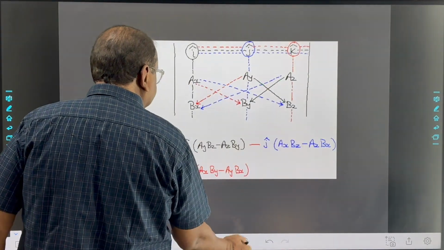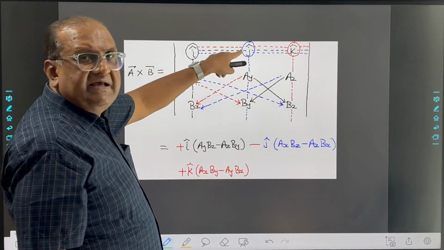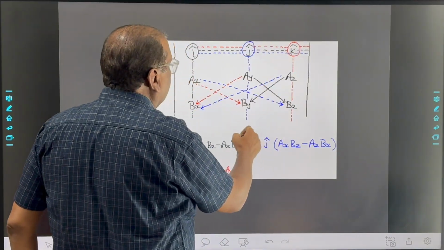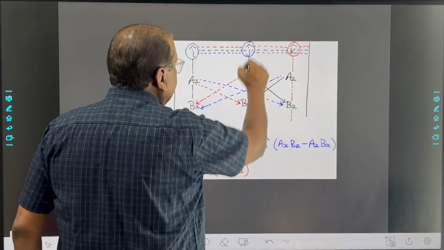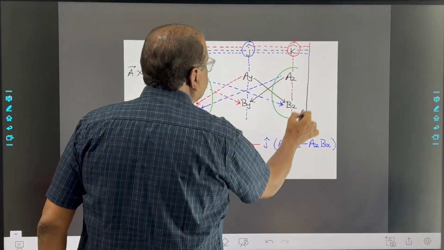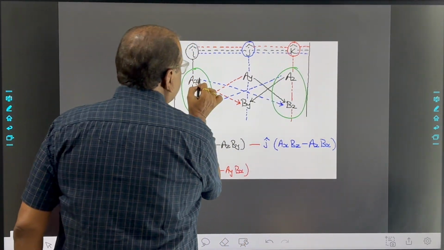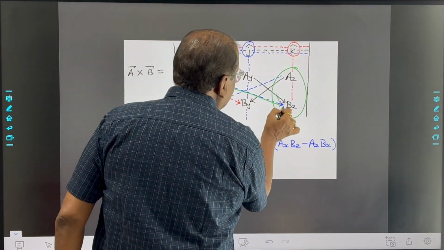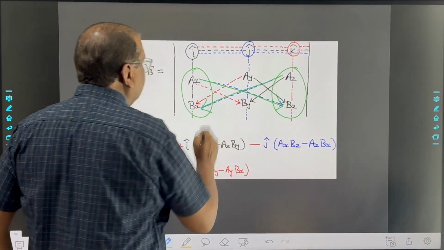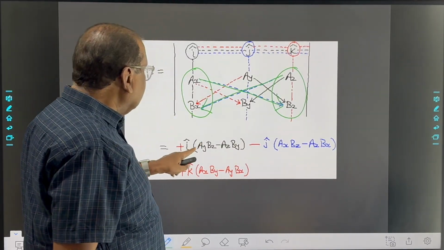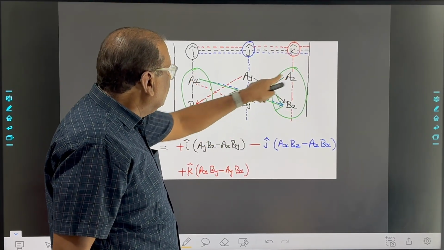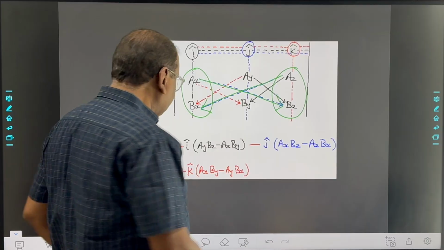Then take this j caret. So j caret is in the first row and second column. So discard the first row and second column. Now we will have these four components. So again take the product of these two components in the right direction, then minus in the left direction. So j caret into Ax Bz minus Az Bx. Clear?